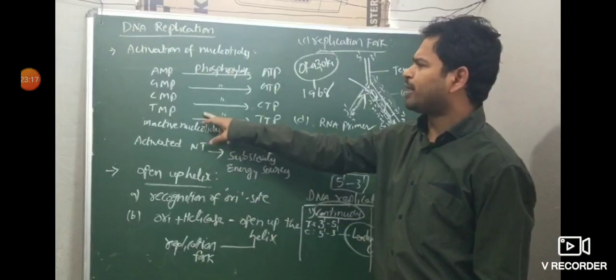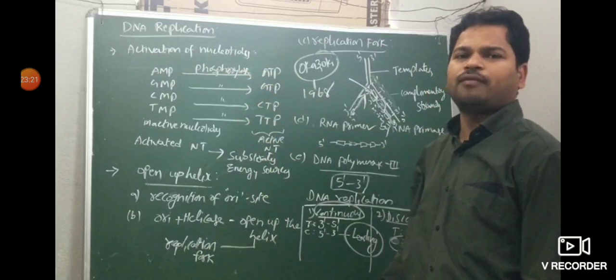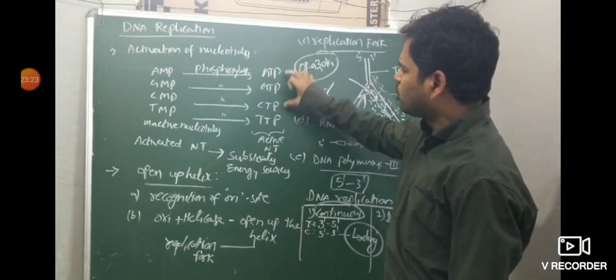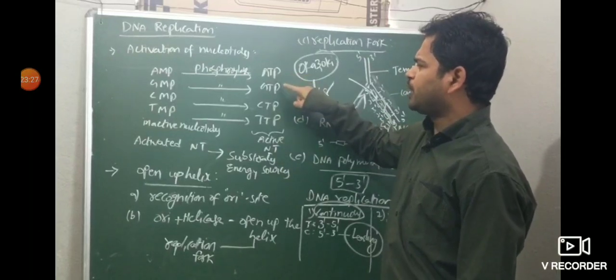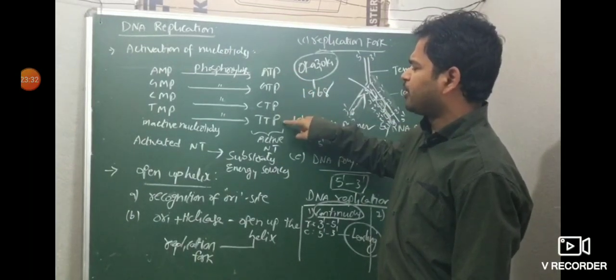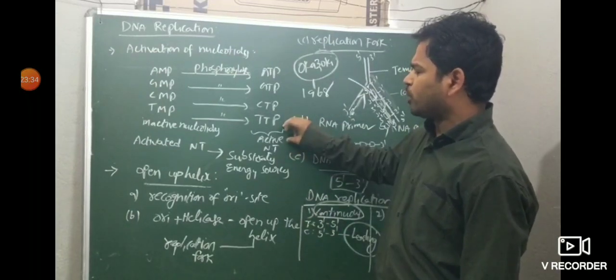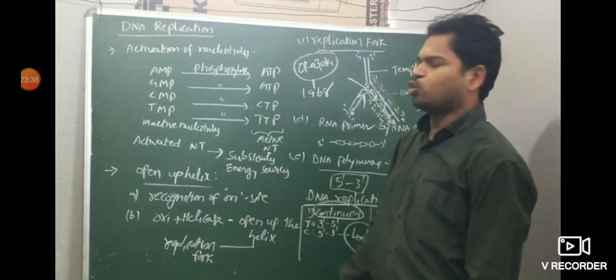The inactive nucleotides are activated in the presence of phosphorylase enzyme by addition of phosphate. Then they form the activated nucleotides ATP, GTP, CTP, TTP: adenosine triphosphate, guanosine triphosphate, cytidine triphosphate, thymidine triphosphate. These are activated nucleotides. The activated nucleotides act as a substrate and are used as energy sources.